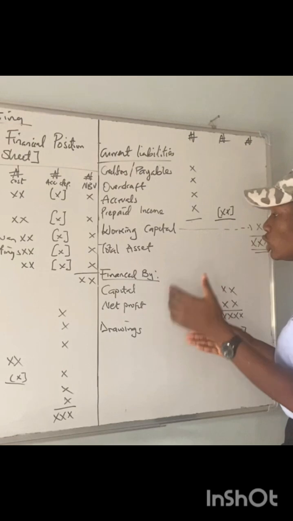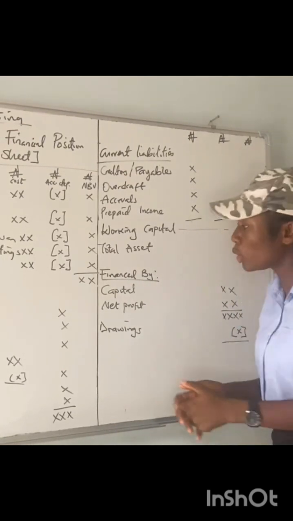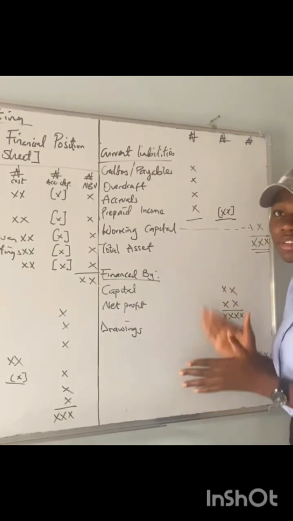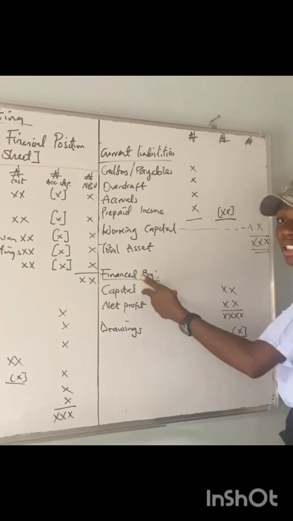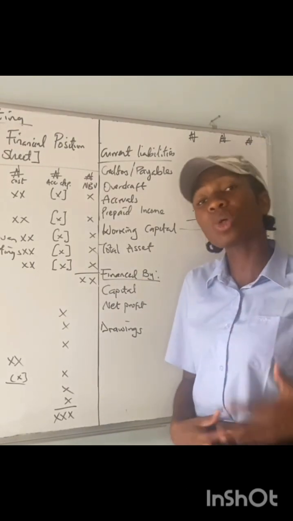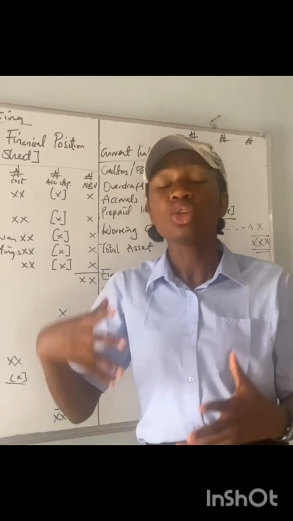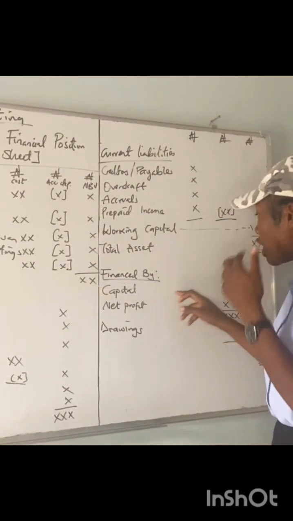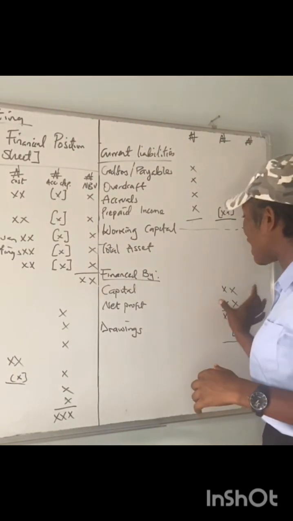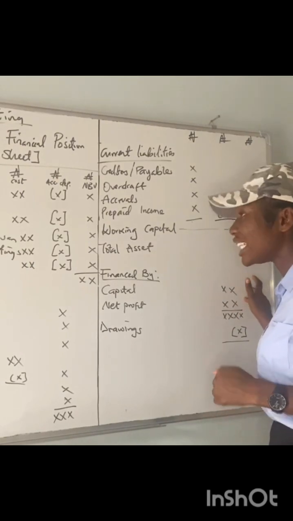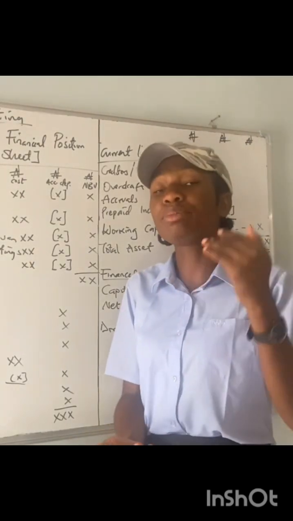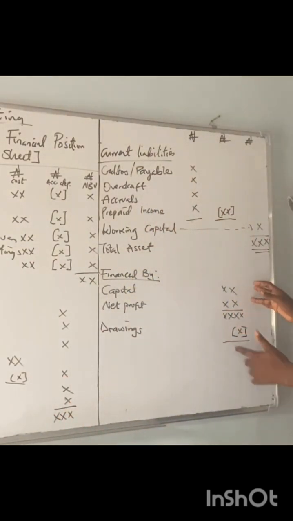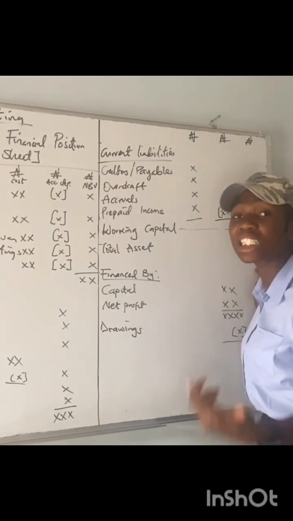Then the next thing we'll do is to look at the financial part of the business. This is where we consider the capital of the business. The finance here is how the business is being financed. Now we have capital, the money used in starting up the business, or we can also say the value of the resources used in starting up a business. That is what we refer to as the capital. So to the value of capital, we'll be adding our net profit, the net profit gotten when we prepared our statement of comprehensive income. That means the net profit will be bringing an increase in capital, right?